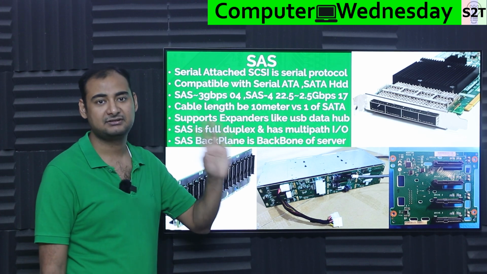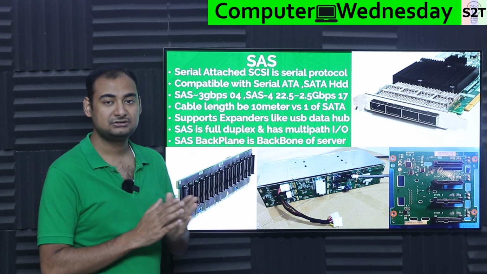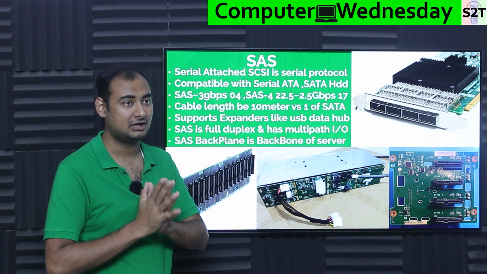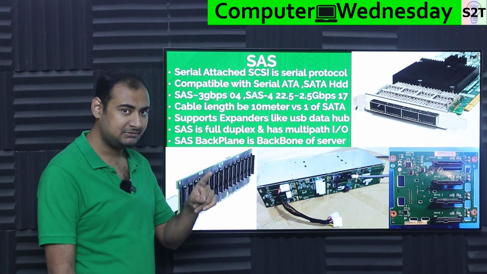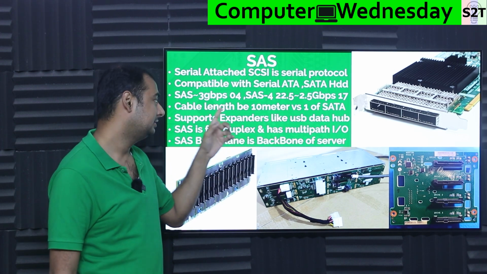But be mindful, SAS never slowed down. Now, SAS was designed for enterprise, so they had some upgrades. The primary upgrade was that the voltage was updated, boosted, so to say. So the cable length went from 1 meter of SATA to 10 meters.